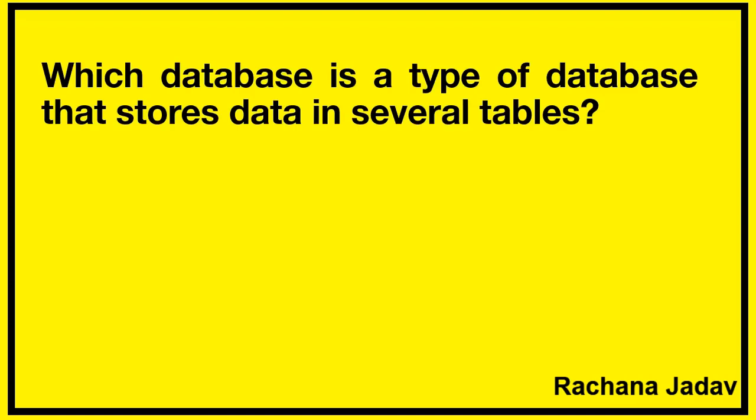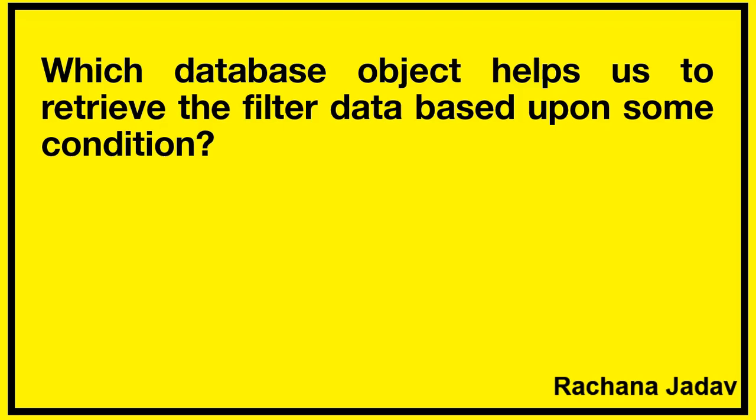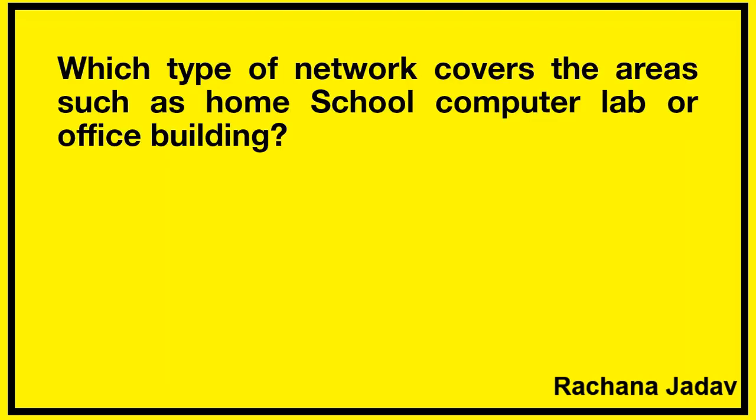Which type of database stores data in several tables? Relational. In Microsoft Access we have seen the relational database management system. Which database object helps us to retrieve or filter data based upon some condition? When you give some condition, after that you will get the data. How will you do it? With queries. In queries, if you give some condition, your table will come according to it. For example, if I want the names of the students of class 12th, then I can give the query over there. I can set the condition over there.